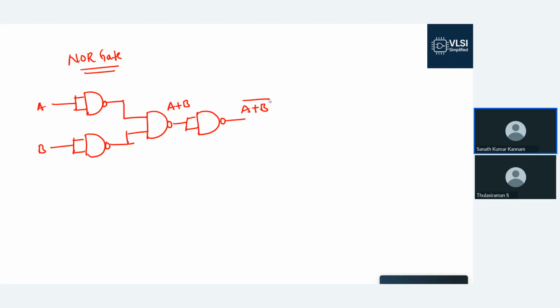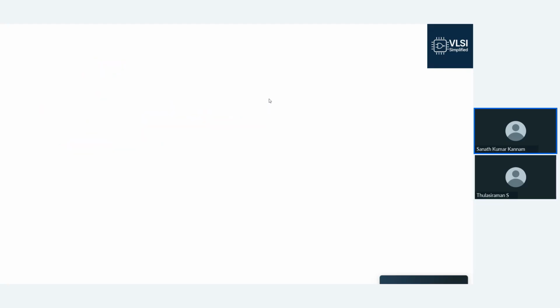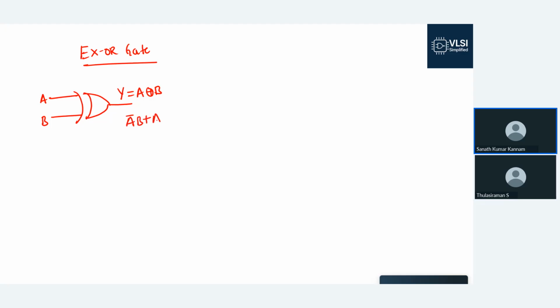So I need to implement the XOR gate by using the NAND gate. So what is the symbol for the XOR gate? This is the symbol for the XOR gate. This is A, this is B, equal to what? A XOR B. So this is nothing but A bar B or AB bar, A bar B plus AB bar. So you implement the XOR gate like this.